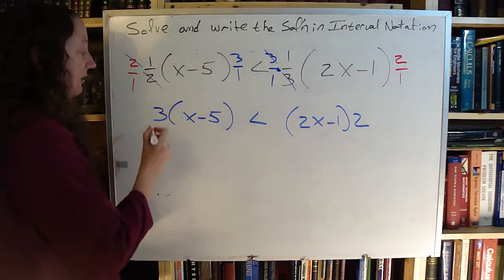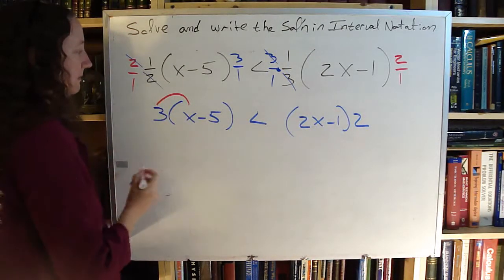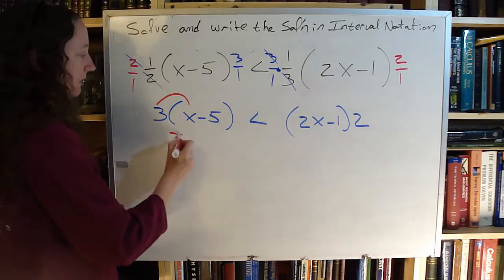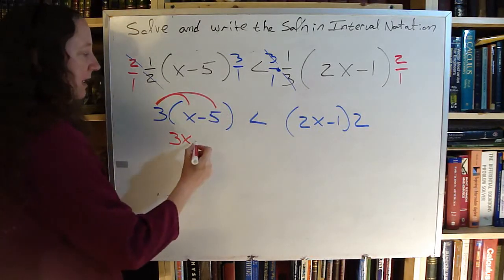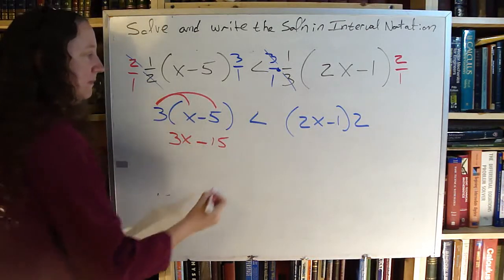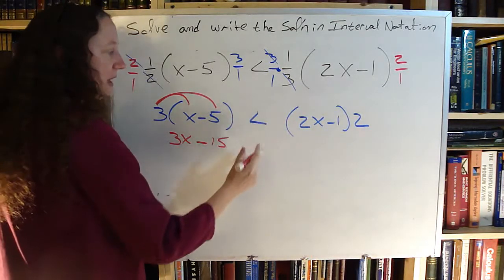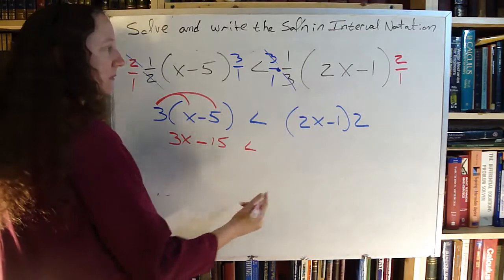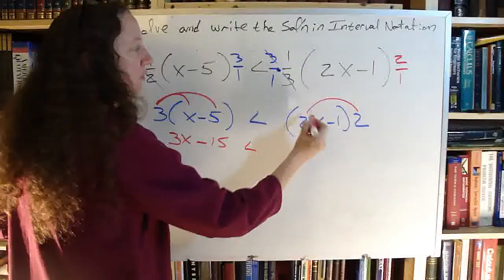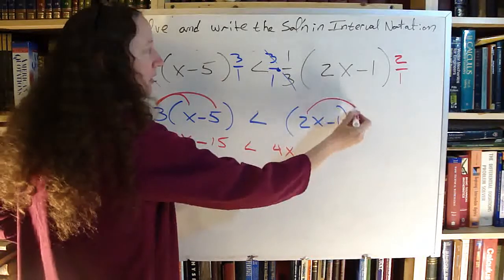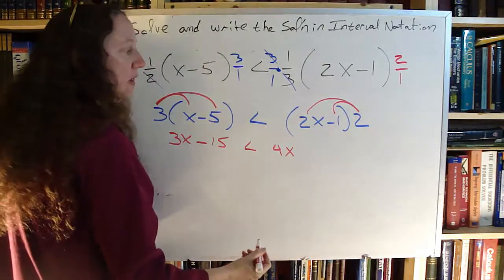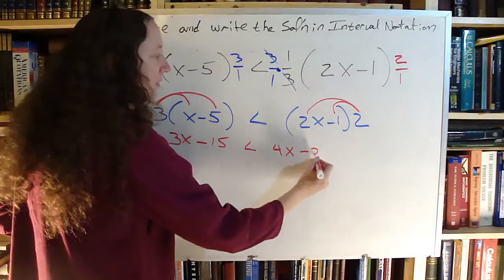So you've gotten to the next step. Let me show you that you're right. 3 times x is 3x. 3 times minus 5 is minus 15. We keep our sign the same. 2 times 2x is 4x. 2 times minus 1 is minus 2.